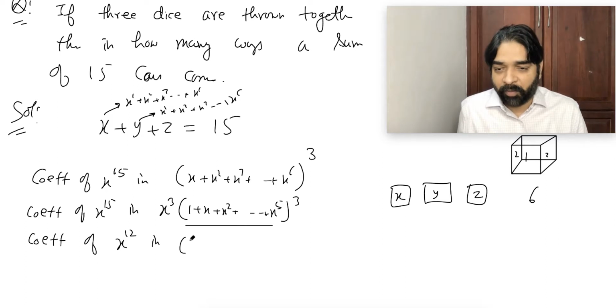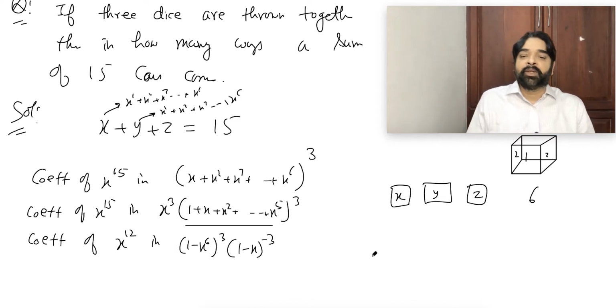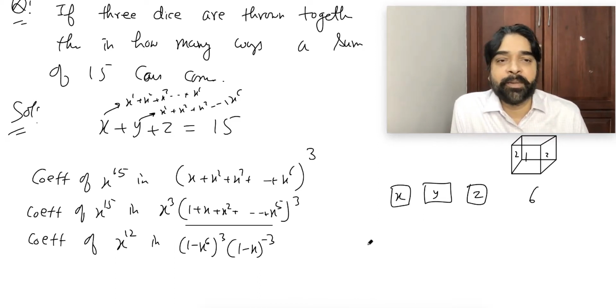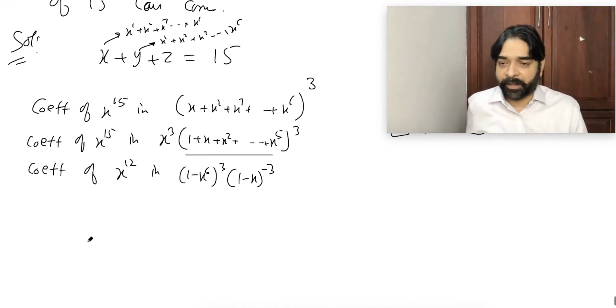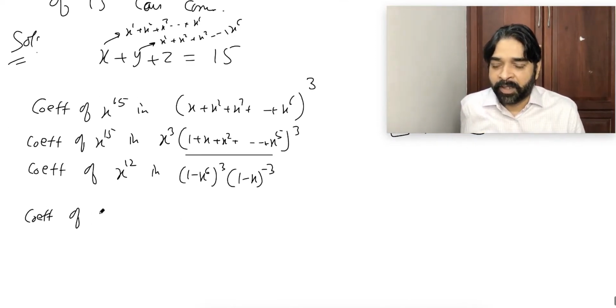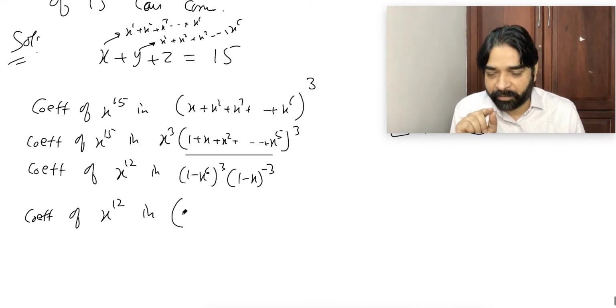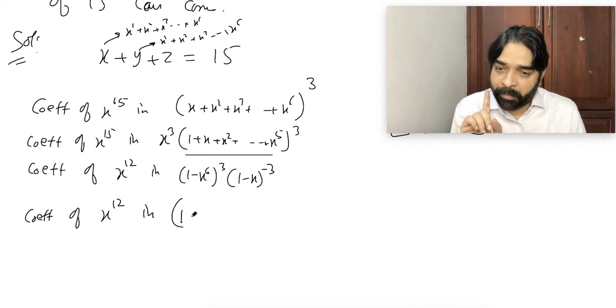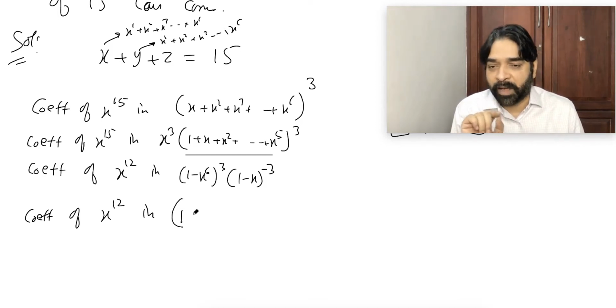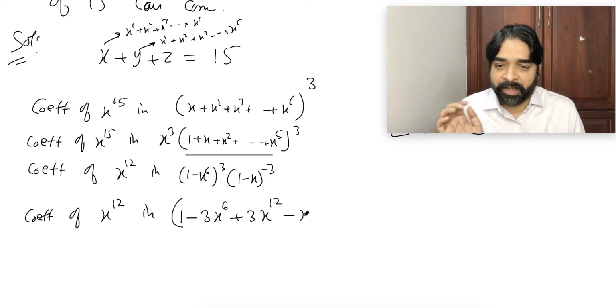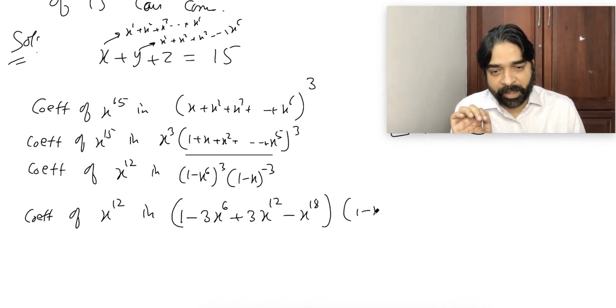Coefficient of x power 12 in. And this I can write what? 1 minus x power 6, whole power 3, into 1 minus x power minus 3. Understood everybody? Now, watch carefully. Stop writing. So that I will say coefficient of x power 12 in, expand this. Expansion of a minus b whole cube formula: 1 minus 3 x power 6 plus 3 x power 12 minus x power 18, into 1 minus x power minus 3.